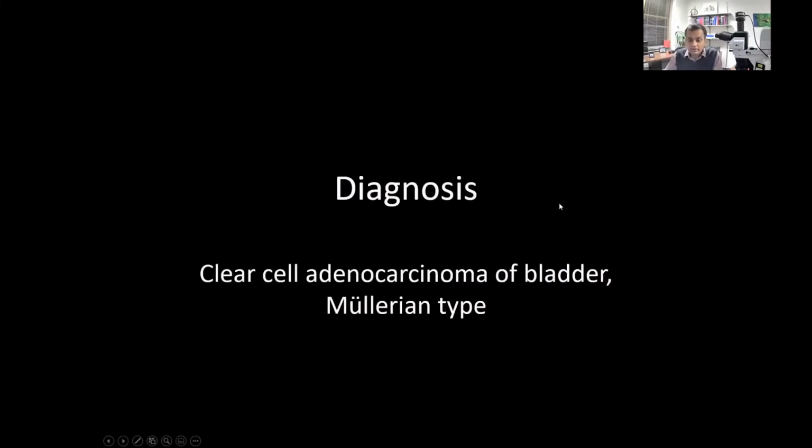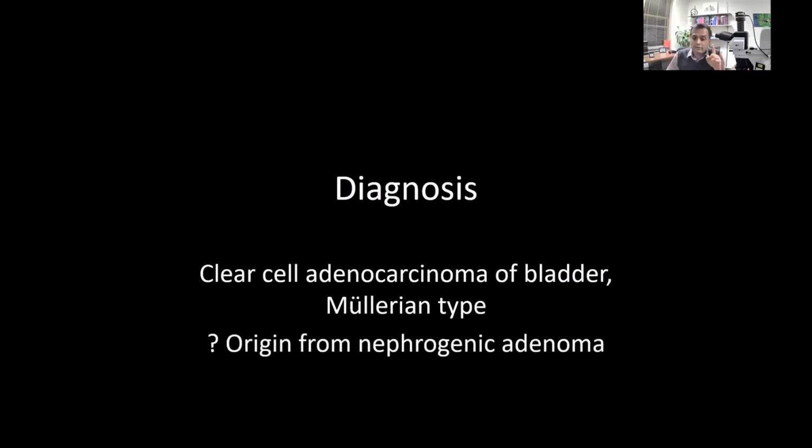So it's possible that this is a clear cell adenocarcinoma of the bladder, Mullerian type, which is actually originating from a pre-existing nephrogenic adenoma.